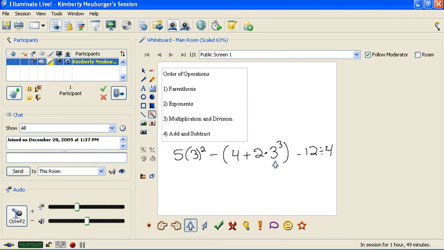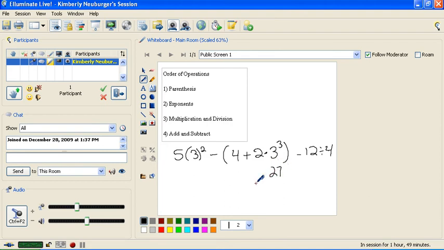And I have an exponent right here. It's 3 cubed. That means to multiply 3 threes together. And 3 times 3 times 3 is 27. So I'm going to replace this with 27. And then I'm going to copy the rest of the problem down very carefully so that I don't drop any of my problem off or miss any of it.